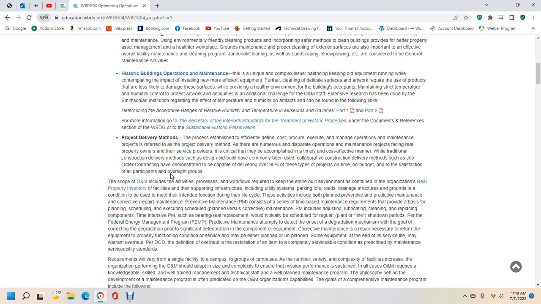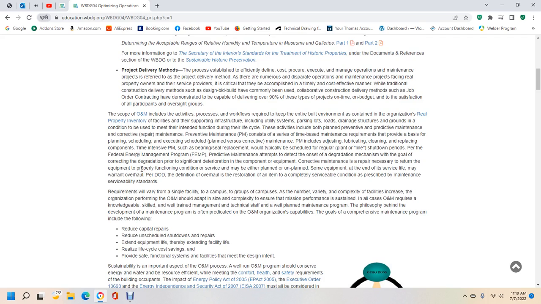Project delivery method. The process that establishes efficiently the direct cost to procure, execute, and manage operation and maintenance for the project is referred to as the project delivery method. These numerous disparate operations, mainly projects facing real property owners and service providers, are critical and must be accomplished in a timely, cost-effective manner with a traditional construction delivery method. Instead of design-build, collaborative construction delivery methods such as job order contracting have commonly been used, demonstrating the capability of delivering 90% of these types of projects on time, on budget, and to the satisfaction of all participating oversight groups.